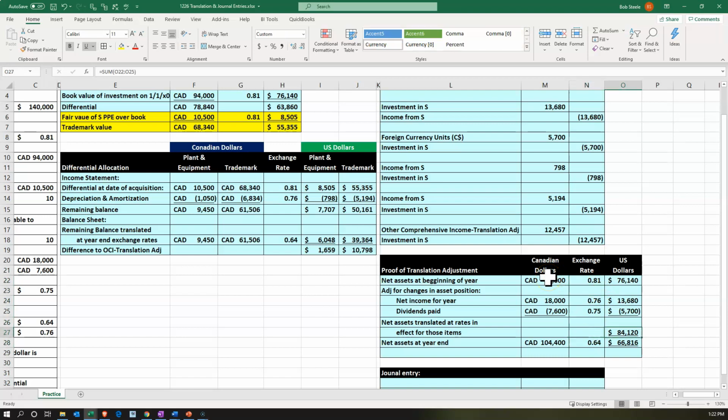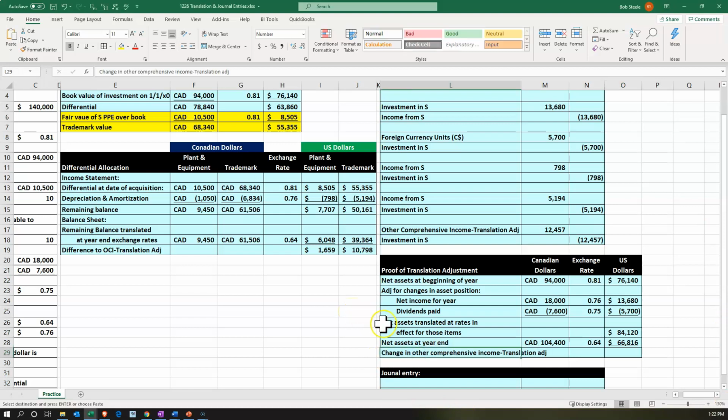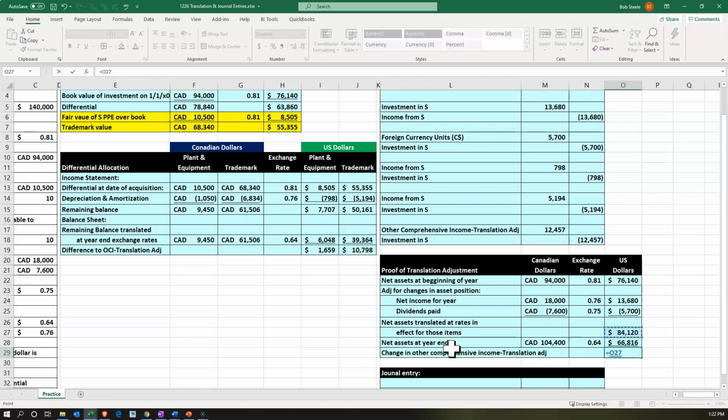we're going to have our adjustment again. And we're going to call that a translation adjustment. So that's going to be a change in other comprehensive income, and that's going to be our translation adjustment. So I'm going to subtract this out: the 84,120 minus the 66,116. That's going to give us our adjustment, which is 17,304.